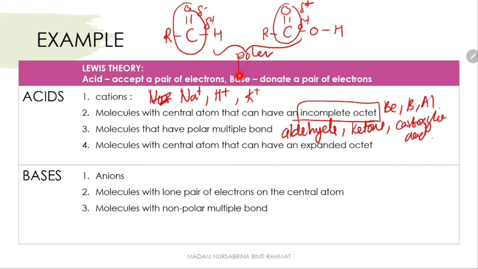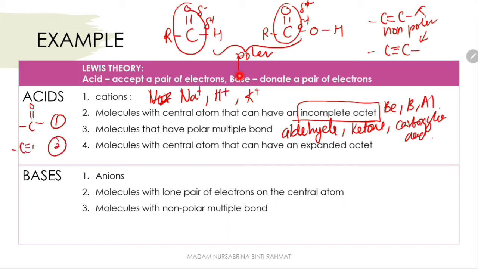Another example is C double bond N. Whereas if it's non-polar, it means two similar atoms are bonded together, for example in your alkene. This is non-polar because there is the same electronegativity between these two, so no difference means non-polar. You can also have C triple bond C, which is your alkyne. So these two are non-polar. So polar exists in C double bond O first, and secondly, C triple bond N. So these are polar multiple bonds.